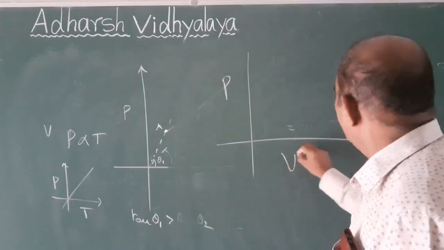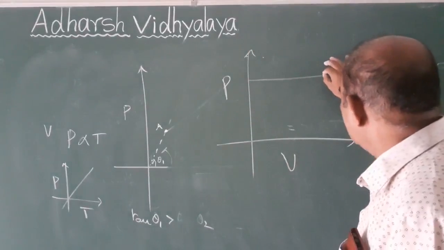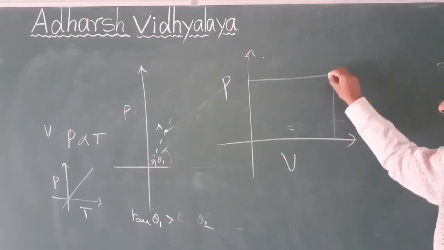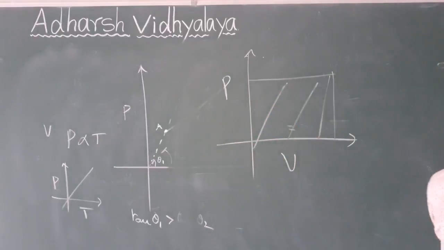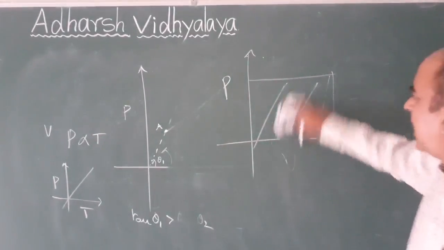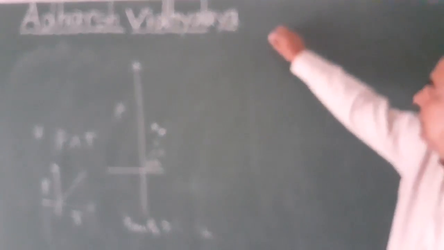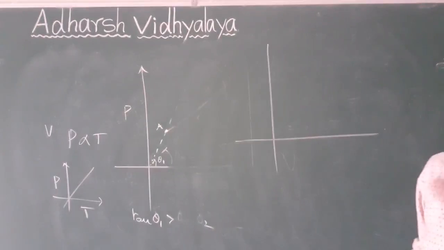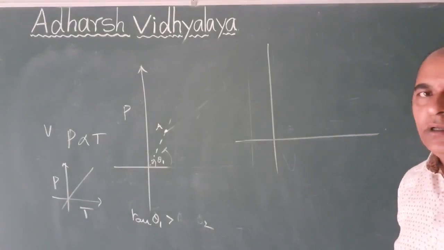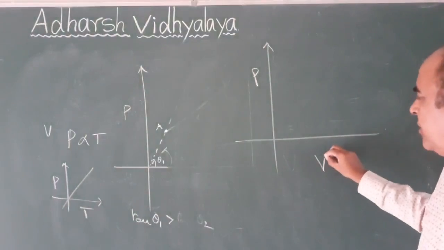PV graph, area covered with the x-axis gives the work done. Work done means you have to calculate this area. And sometimes they can give the graph like this. In a cyclic process, change in internal energy is 0. dU is 0. Cyclic process, change in internal energy is 0. That is one important point.